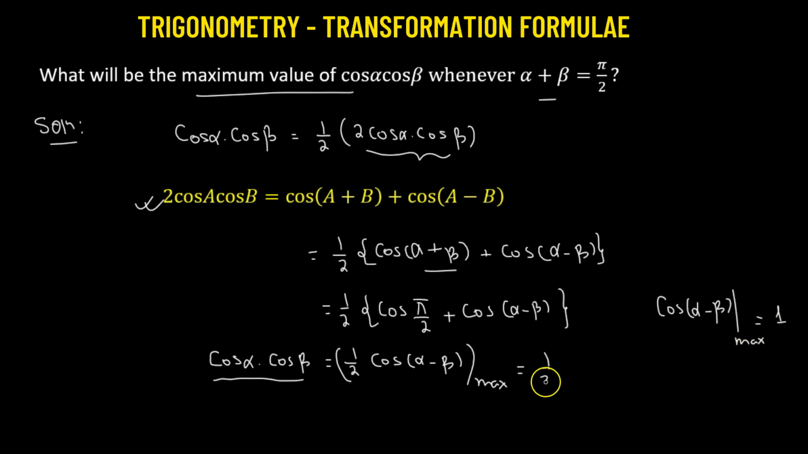So that means we'll now get half times 1, which is simply half. We can say that the maximum value of the product of cosine alpha and cosine beta is going to be half, provided alpha plus beta equals pi over 2 radians.